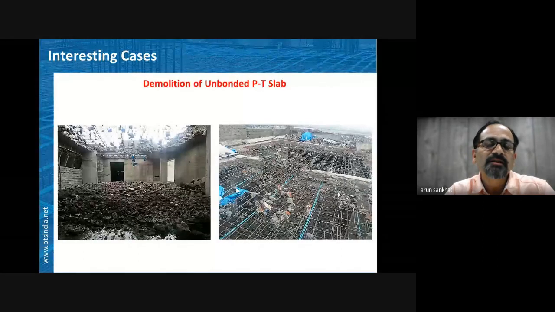Demolition of the unbonded PT slab. Here also the terrace part needed to be demolished due to city regulations. And as you see, this is a terrace part, and in the terrace part you can see some of the cables are running, and the concrete is demolished.